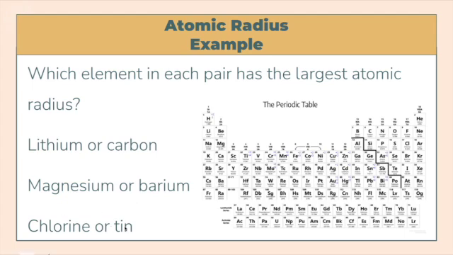The next one, we're comparing chlorine and tin. So chlorine is over here, number 17. Tin is here, number 50. Here we have two elements that are not in the same period and not in the same group.